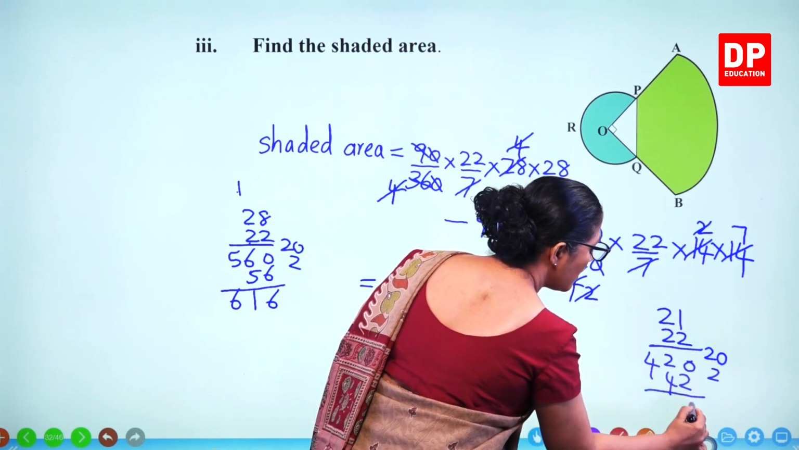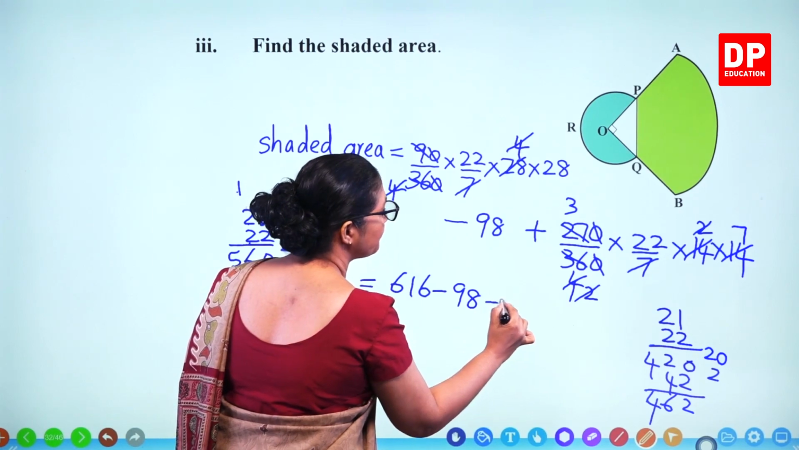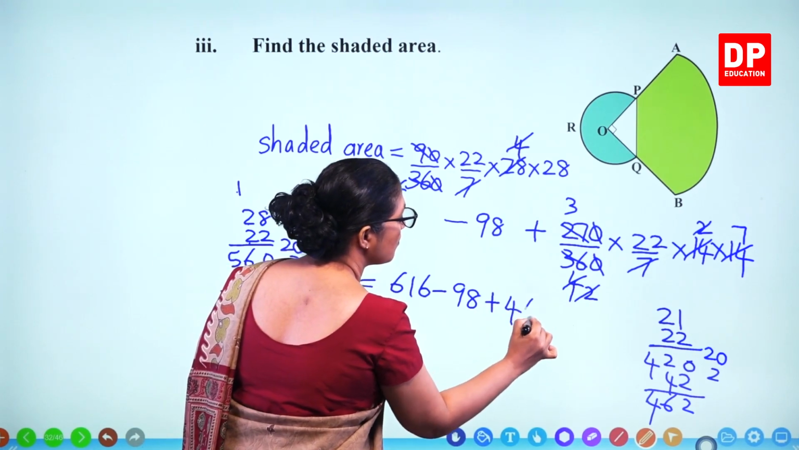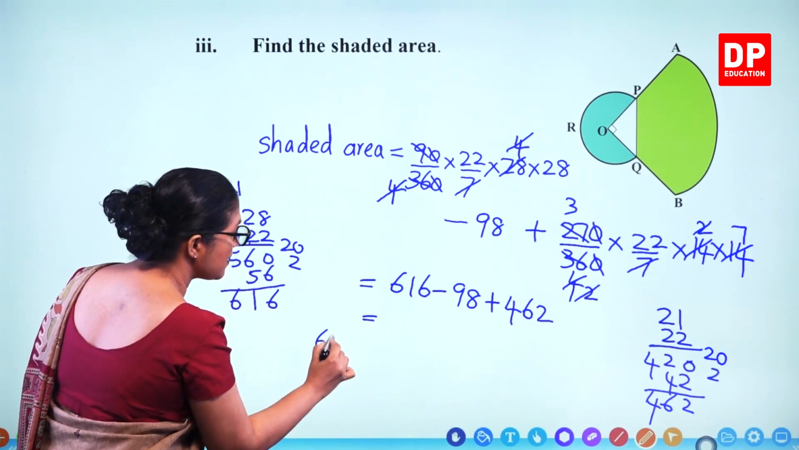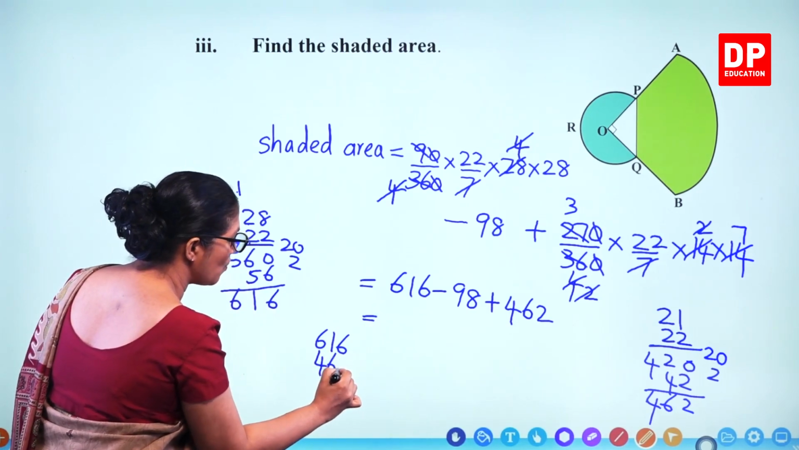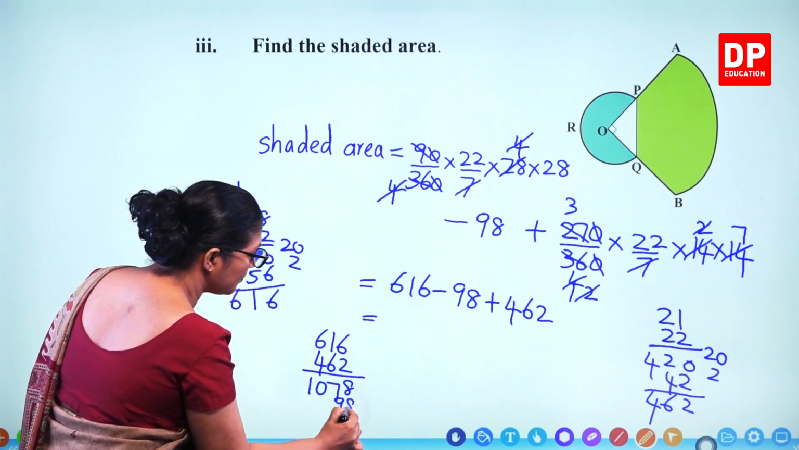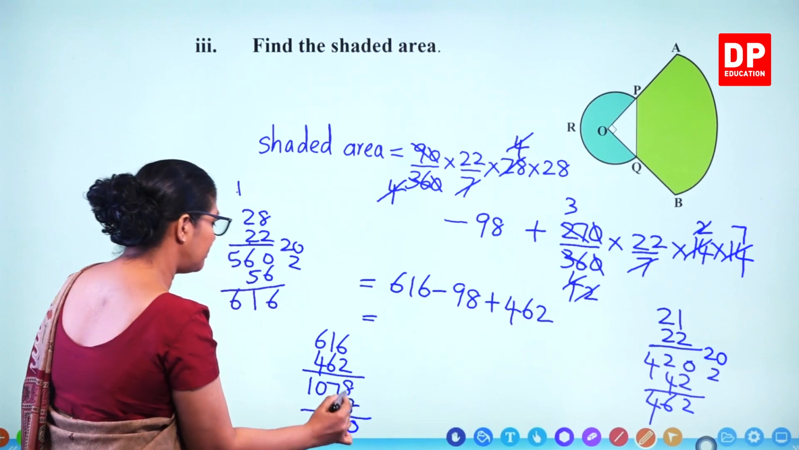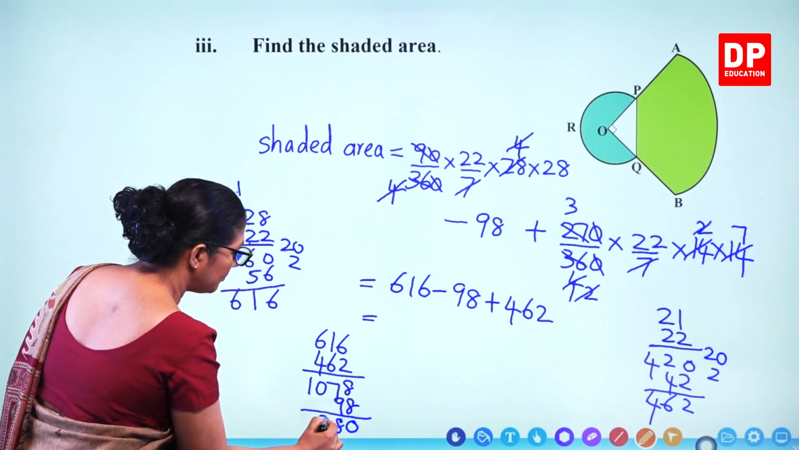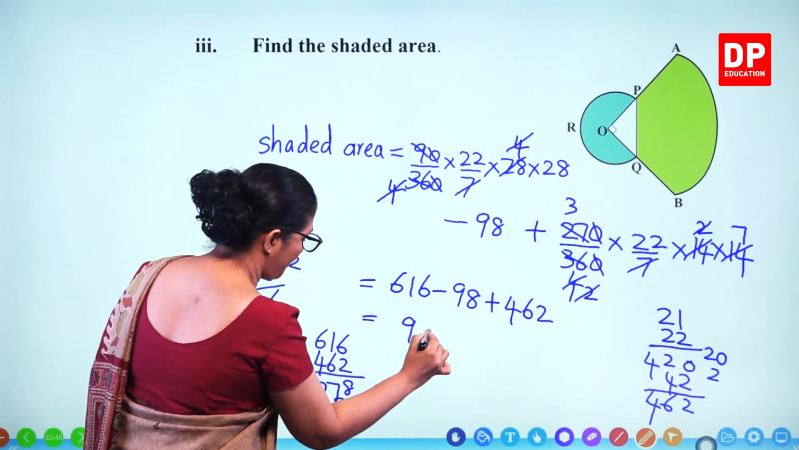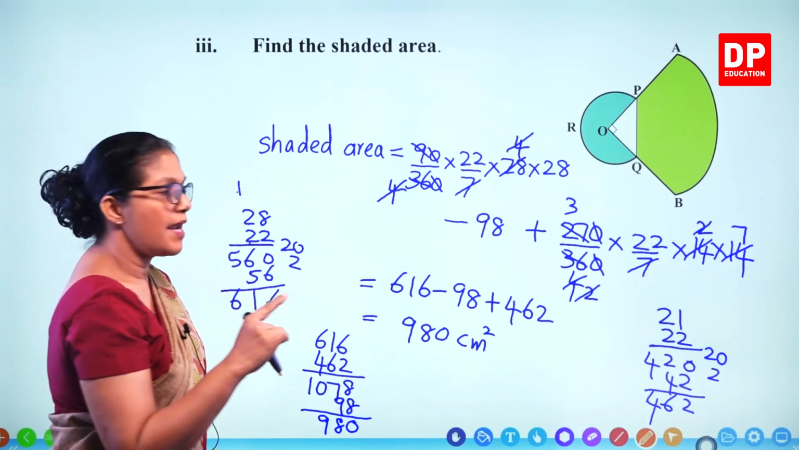So you get here 462. So add these two, 616 and 462, and subtract 98. 980 square centimeters is the shaded area.